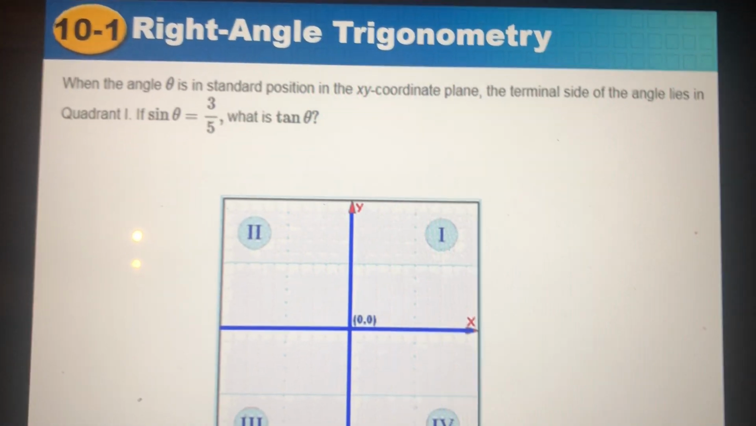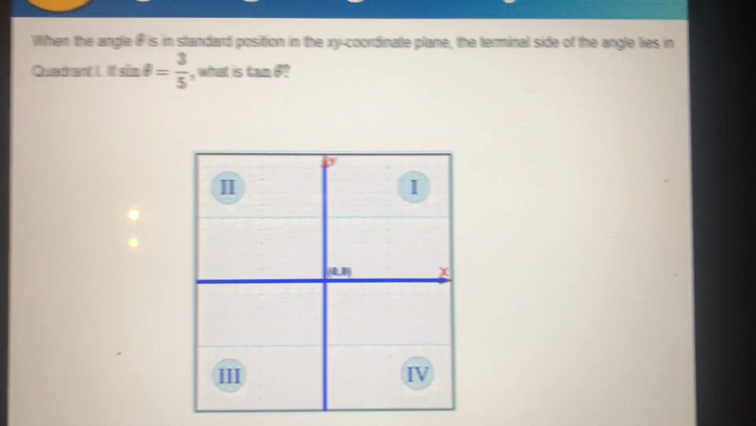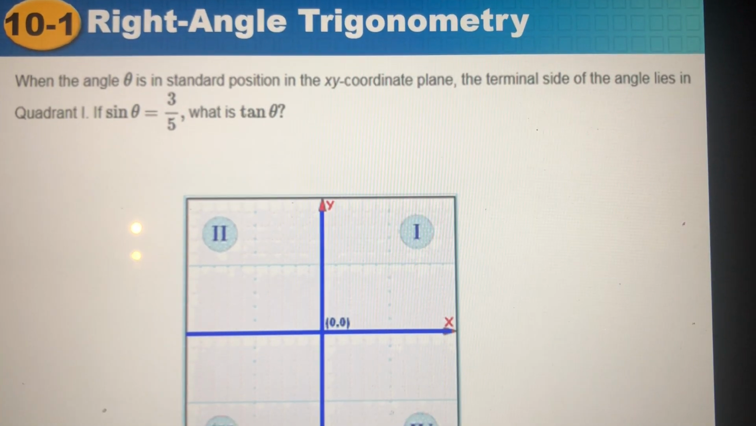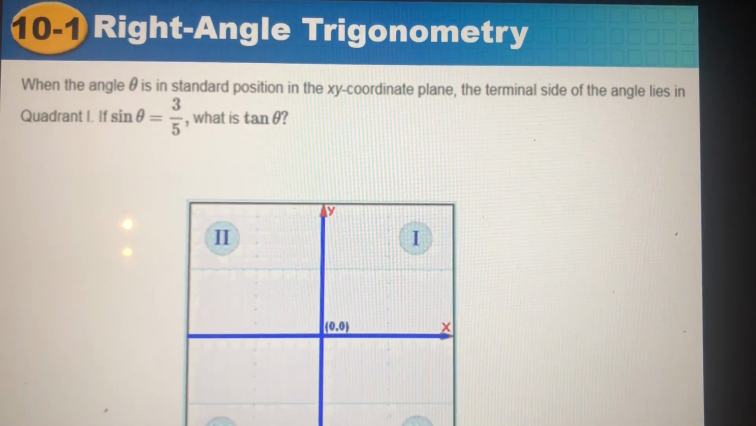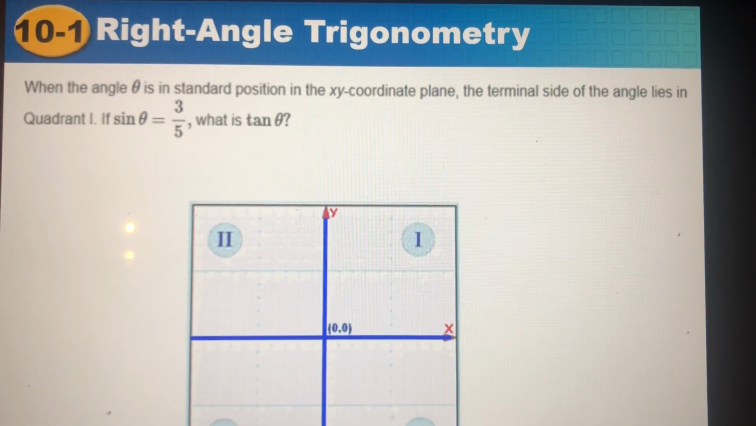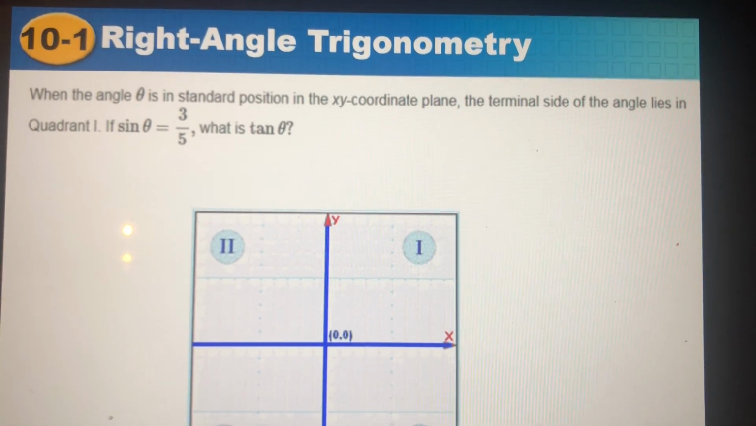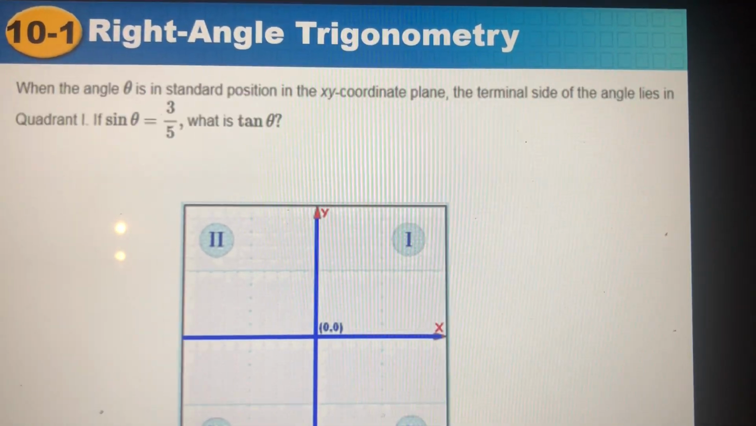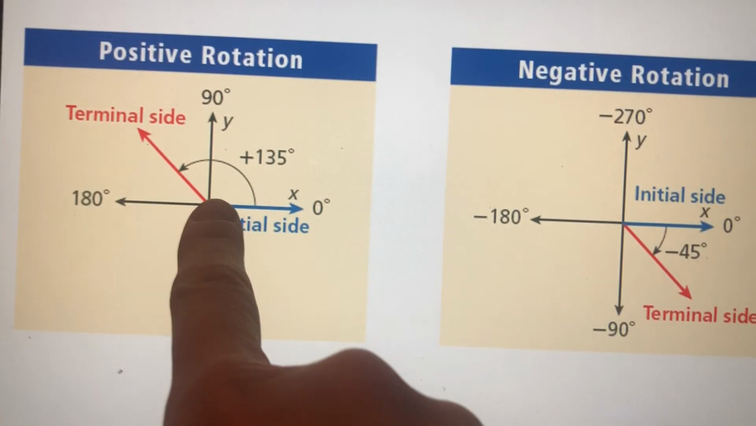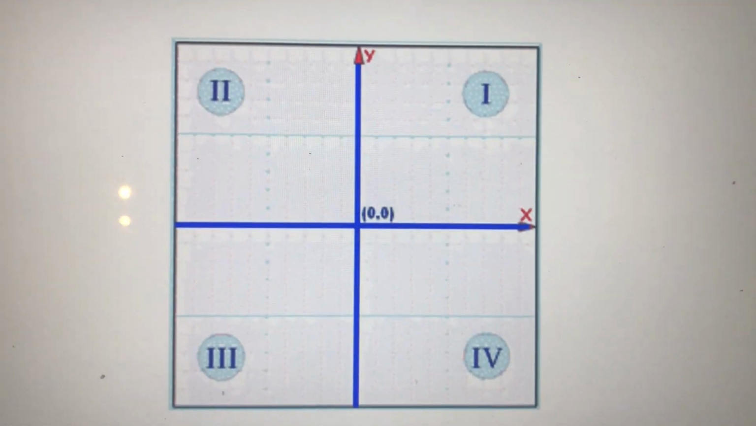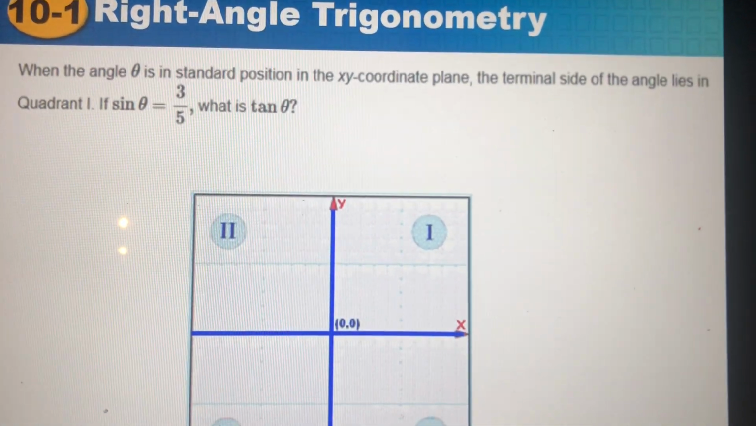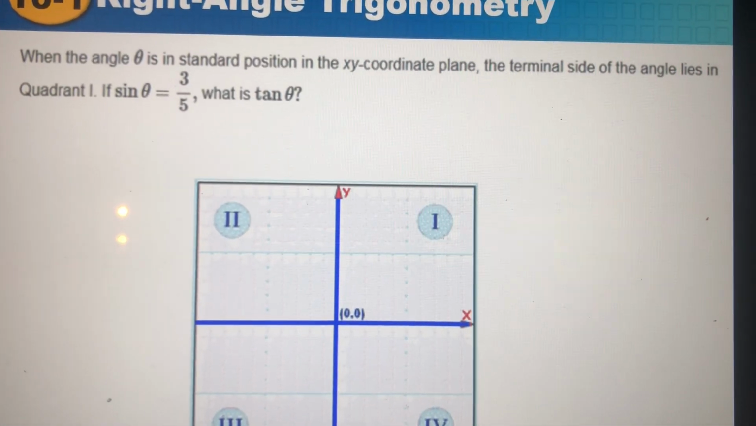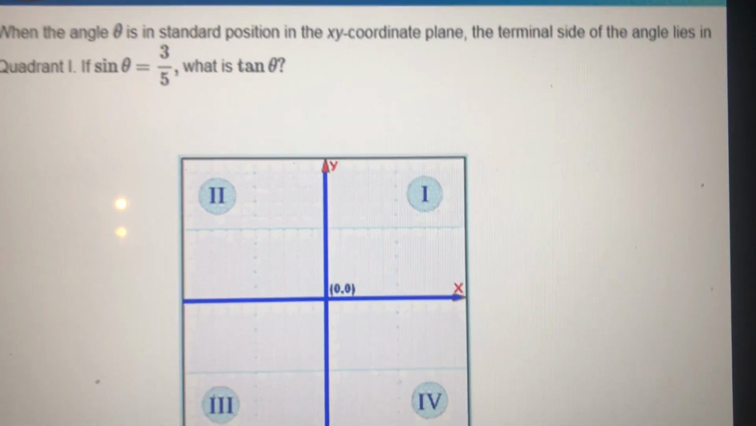So here's the first problem. When the angle theta, right, theta just means some angle, is in standard position in an xy coordinate plane, the terminal side of the angle lies in quadrant 1. Terminal side just meaning this red side, right, would be in quadrant 1. So it's going to be an angle over here. So if the terminal side lies in quadrant 1, and the sine of theta is 3/5, what is the tangent of theta?